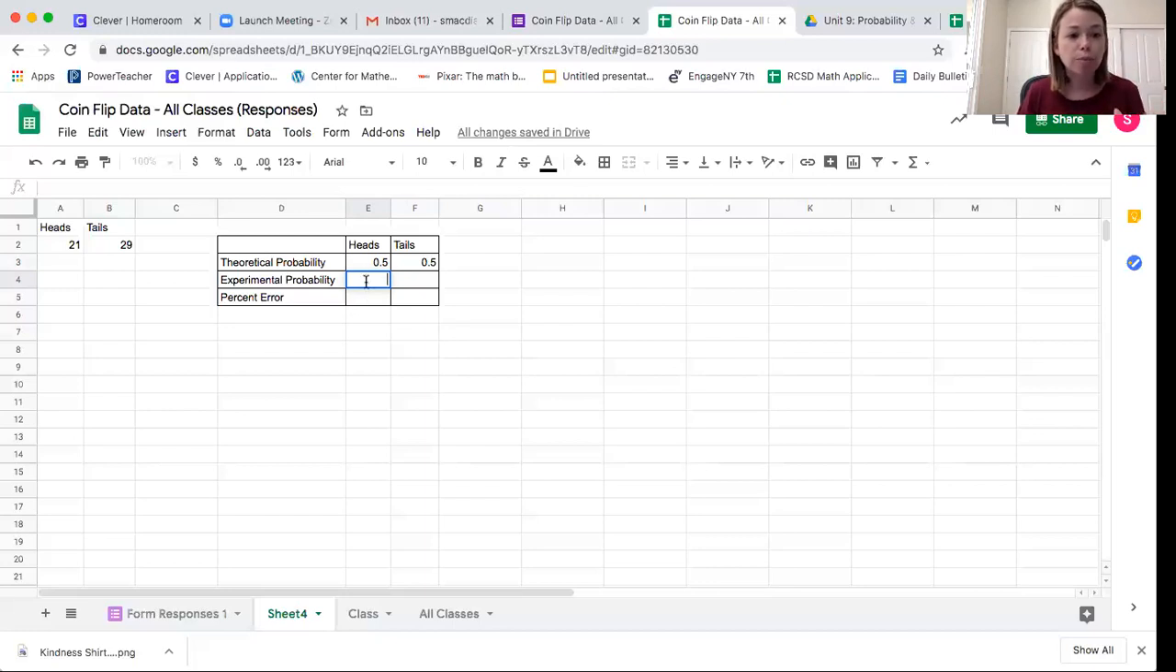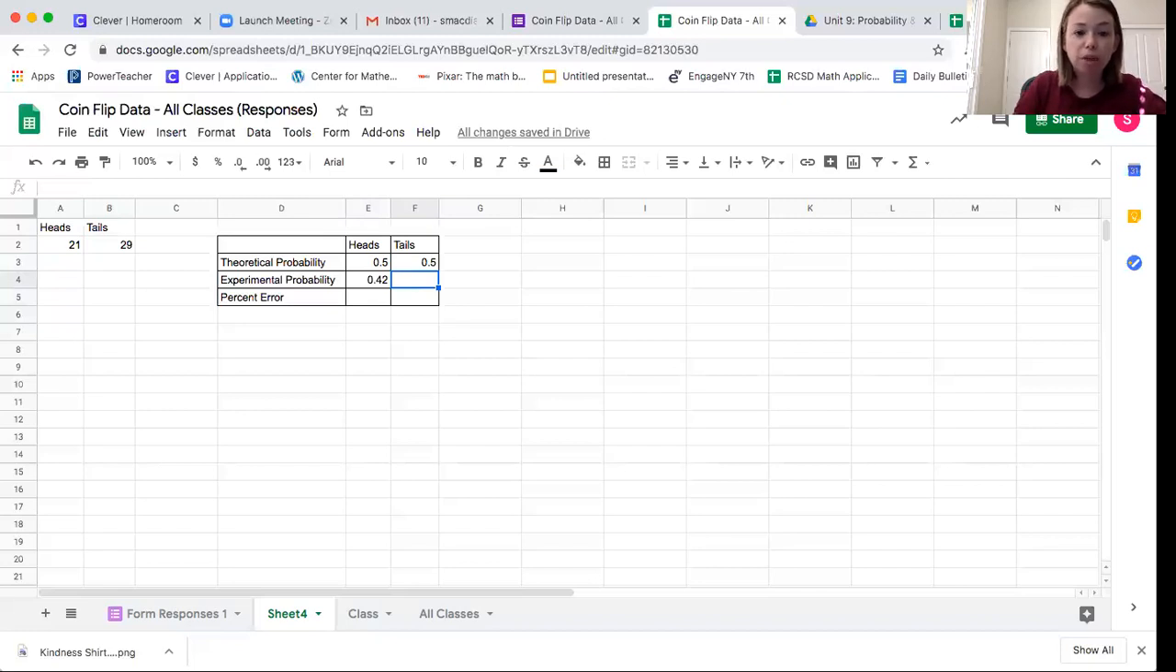So experimental probability for heads, 21. I'm going to say equals, this is the start of our equation, equals A2, sorry, A2 is the cell right here where that number is. And we know we're going to divide it by 50 because the coin was flipped 50 times. So that means that our experimental probability, instead of being 0.5, is a little lower, it's 0.42.